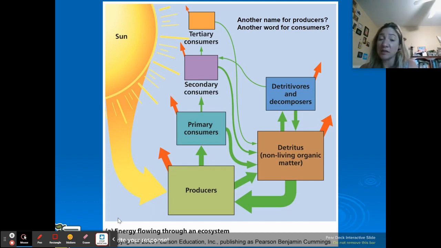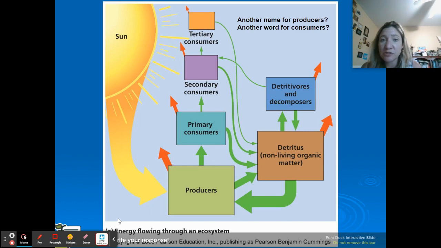The detritivores and the decomposers, these are the things that are breaking down when those things die. So a decomposer literally decomposes. A detritivore can be a little bit different. They can sometimes be scavengers, so they're eating things that are already dead. And the decomposers, regardless of whether the thing is dead or not, they break it down. So those are really important because without the decomposers, this is not a cycle.